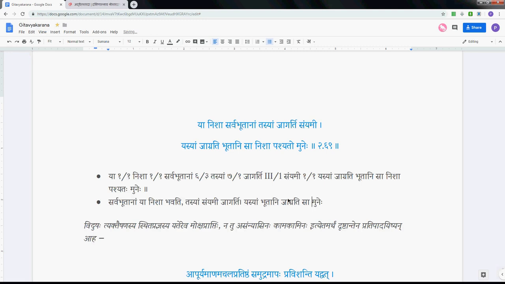Sa Munehe, Pashyato Munehe, Pashyatah Muni, for a Pashyan Muni is who? One who is seeing Atma Tattva. Sa Pashyatah Muni He Nishabhavati. That is night to the person. These people are involved in what? Bhutani Yasyam Jagrati. So Yasyam Jagrati is what?